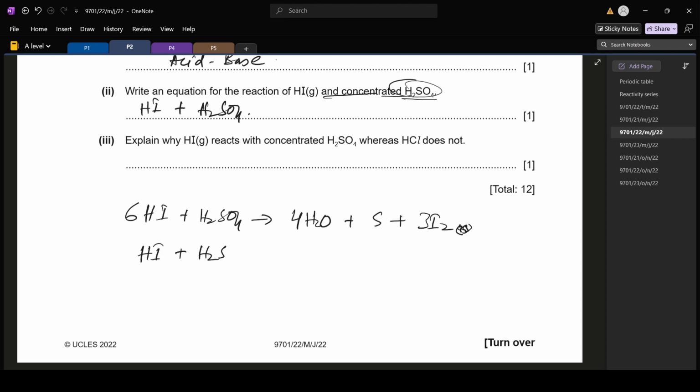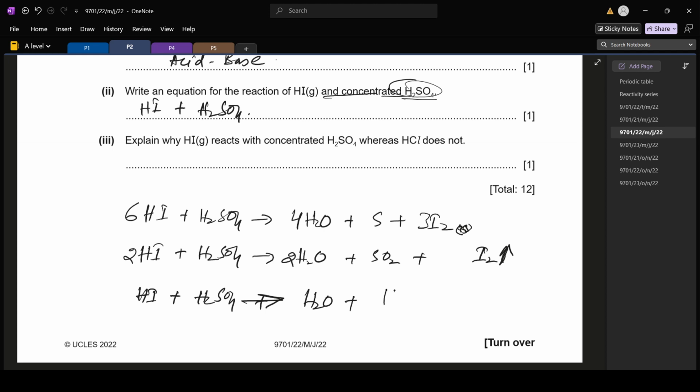Secondly, it can react with concentrated sulfuric acid to form water plus sulfur dioxide plus iodine. This is in vapor form. Like this, and lastly H2SO4 forms water plus H2S, hydrogen sulfide, plus iodine. This is also in solid form.